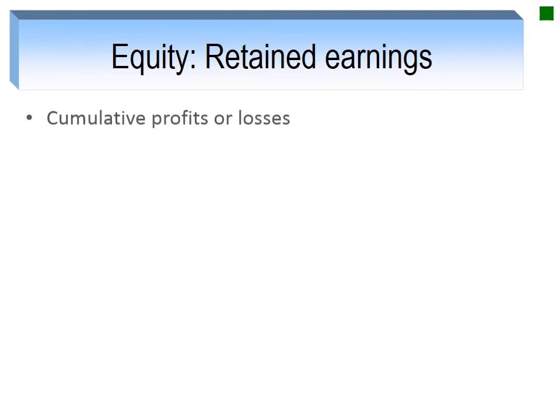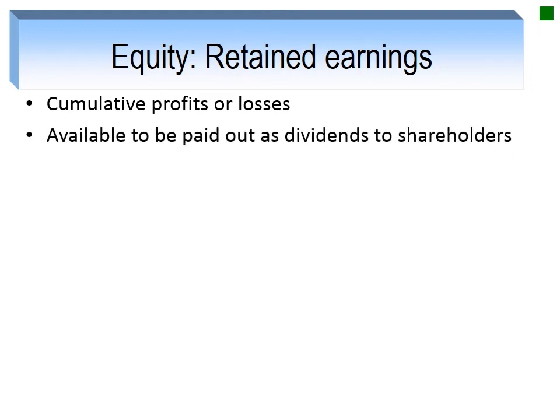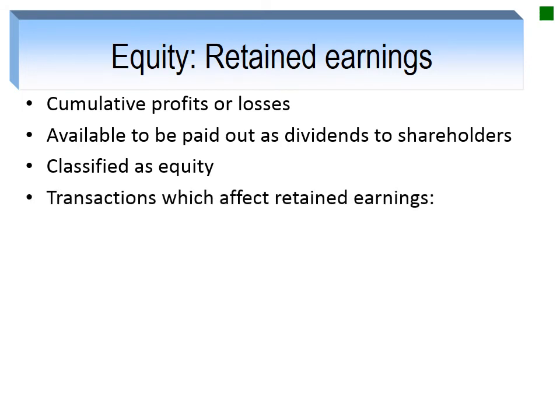So the retained earnings of a business are the cumulative profits or losses that the company has made, and they are available to be paid out as dividends to shareholders. Retained earnings is part of equity, so normally if it's a cumulative profit, it increases equity. And the transactions which can affect retained earnings are the following.